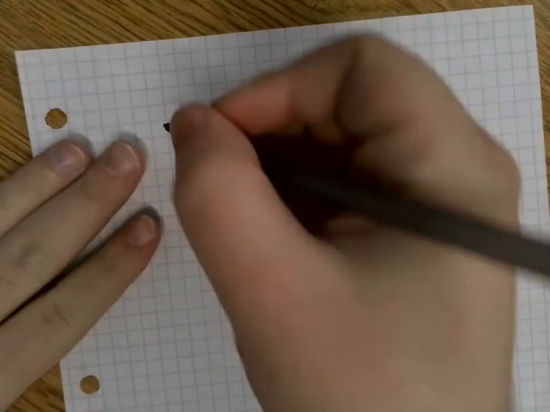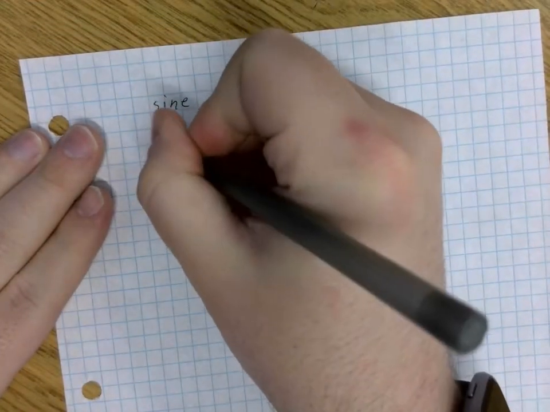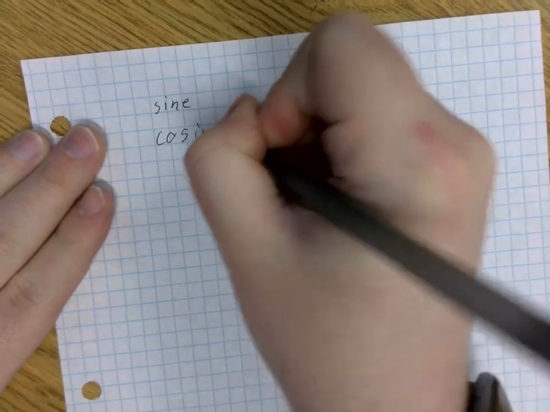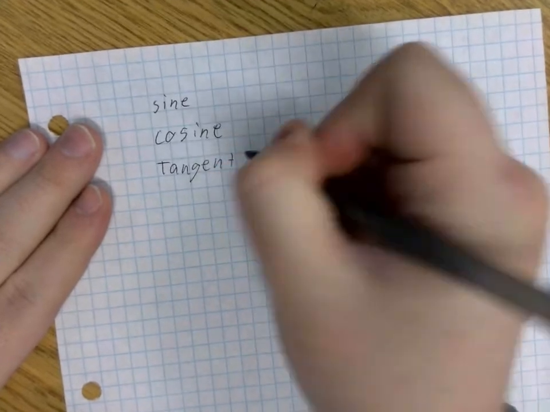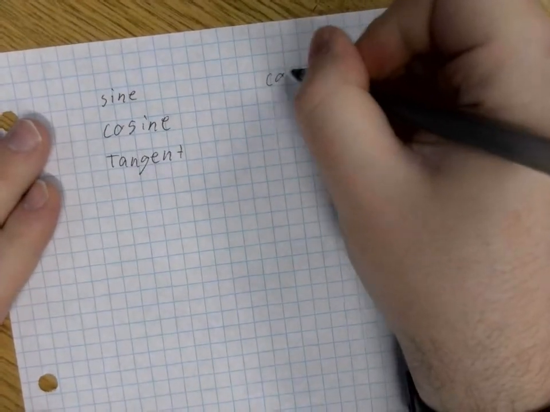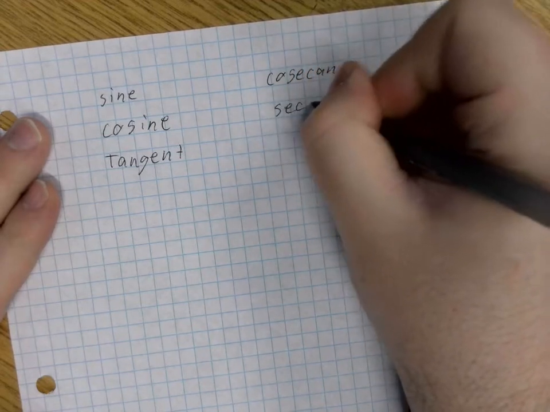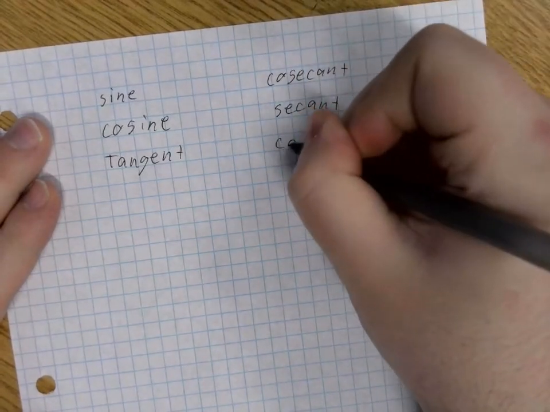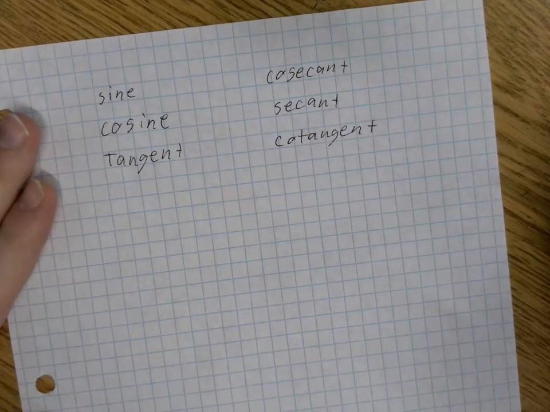Now, technically, there are a total of 6 trigonometric functions. We have sine, cosine, tangent. We have what's called cosecant, secant, and cotangent. And these are the 6 trigonometric functions.